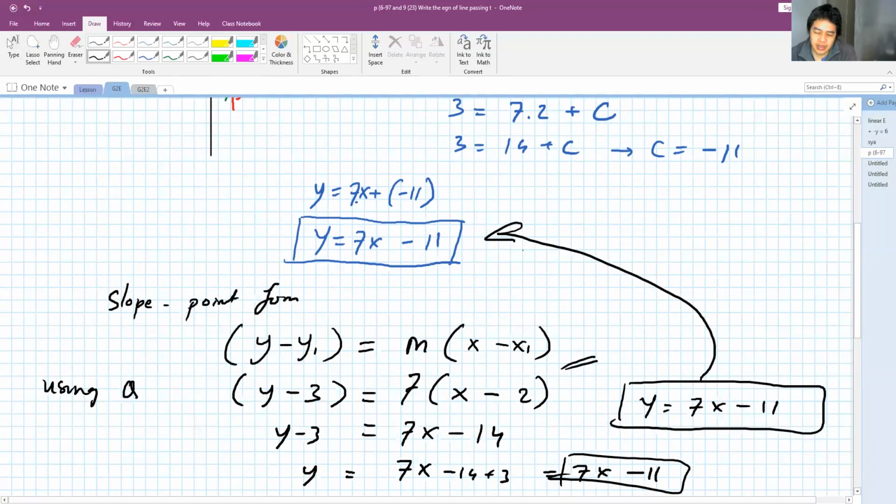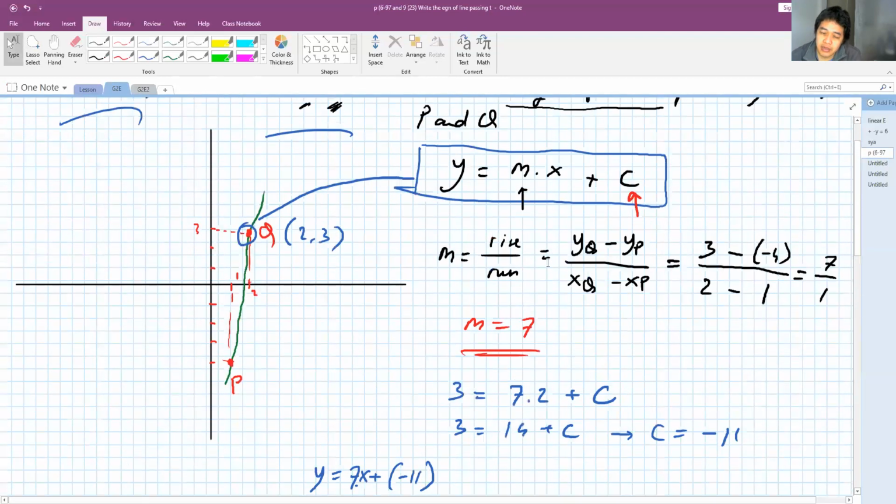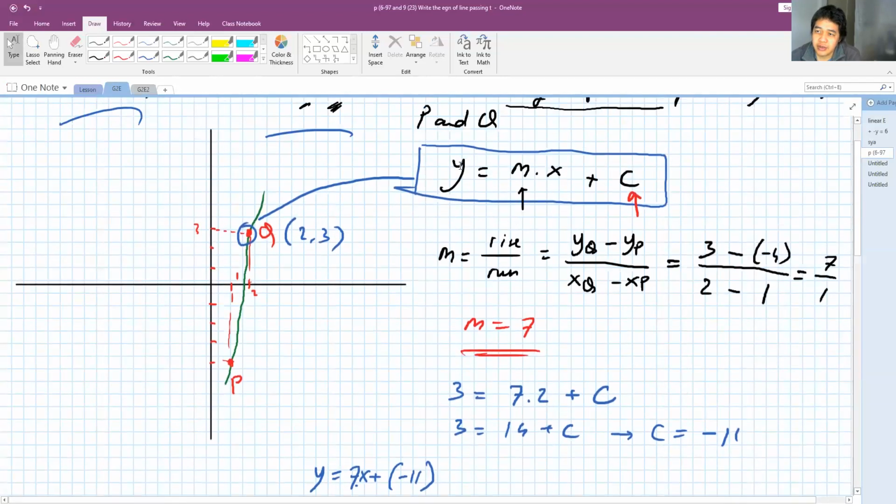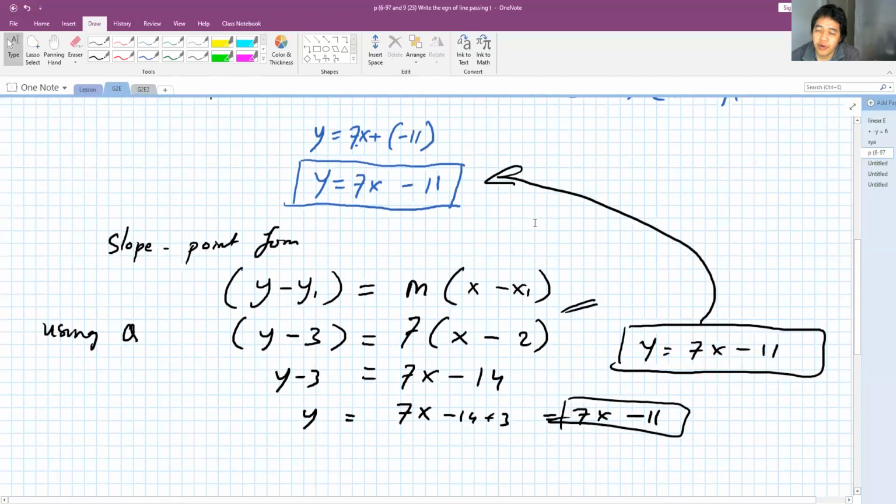Okay, so again, in general, if you are given 2 points and you want to get the equation of the straight line, there are many ways to do it. You can use this general y equals mx plus c, or you can use the slope point form, y minus y1 equals m times x minus x1, and at the end they will give you the same thing basically, right?